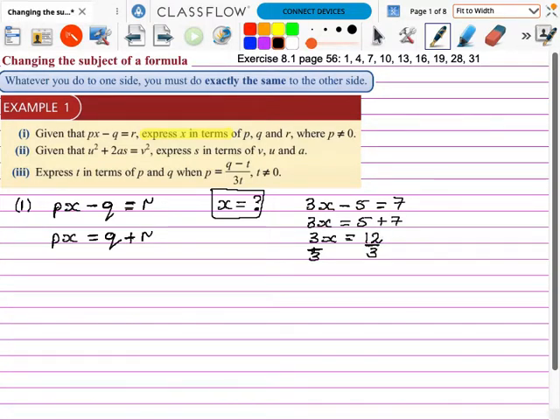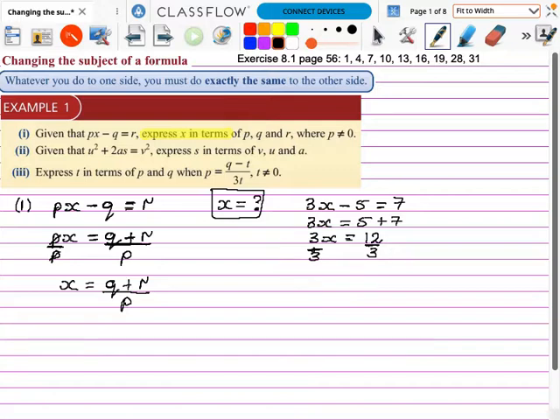So I want to get x on its own. So what's happening to the x? It's being multiplied by the p. So what have I got to do to undo it? Anyone else? What do we have to do? Divide by p. Because to undo a multiplication, we have to do a division. But whatever we do to one side, we must do to the other. So now the p and the p cancels out, and we're left with x equals q plus r over p.